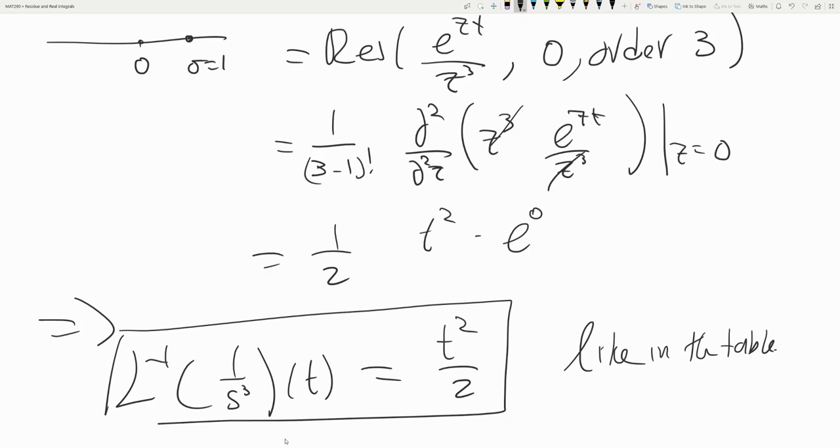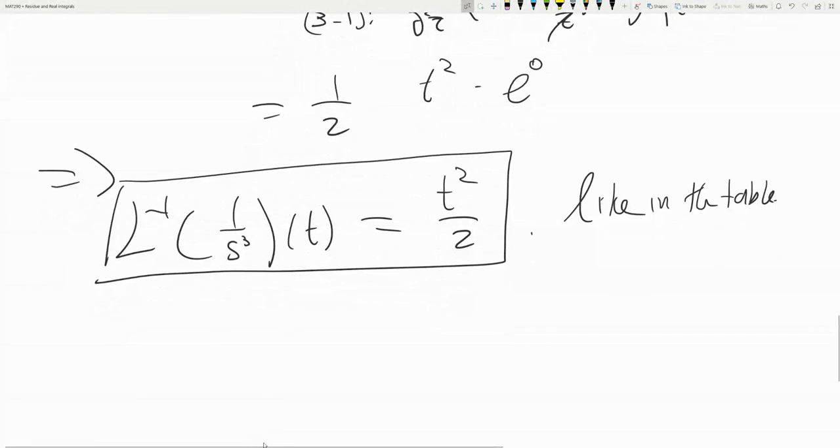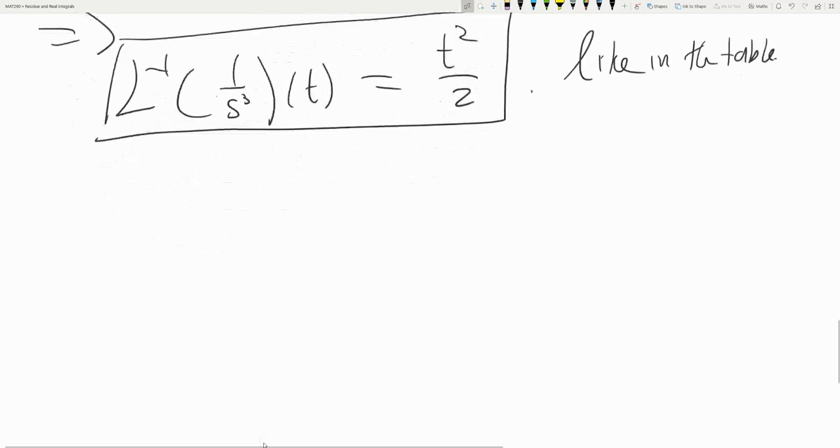Okay, so that's how they find it in the table. Now let's do another example where we have both cases.